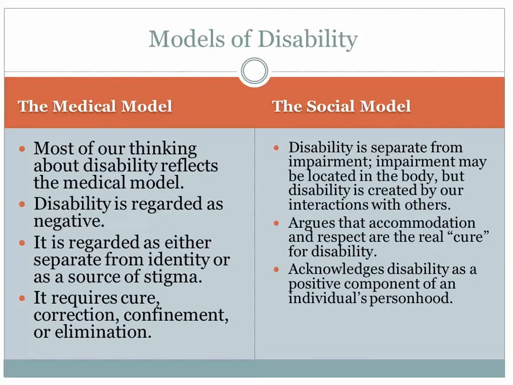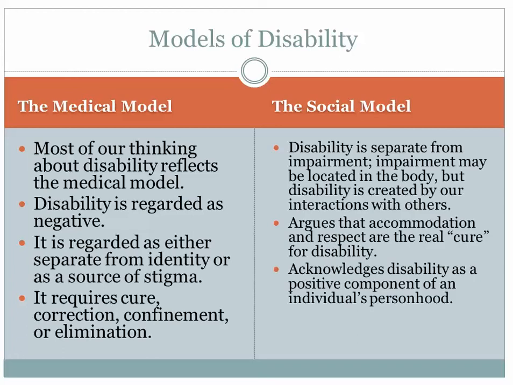The social model of disability, which becomes clear in several readings, in Longmore's reading, as well as in The Social Model of Disability by Tom Shakespeare, and really is a central model that is represented in Strauss's essay Autism as Culture as well. In the social model of disability, disability is separate from impairment. Impairment may be located in the body, but disability is created by our interactions with others.